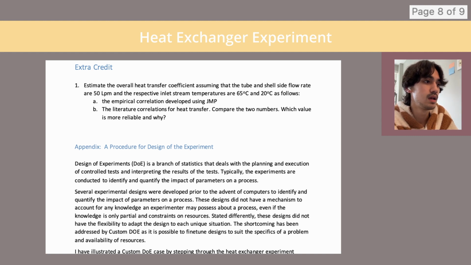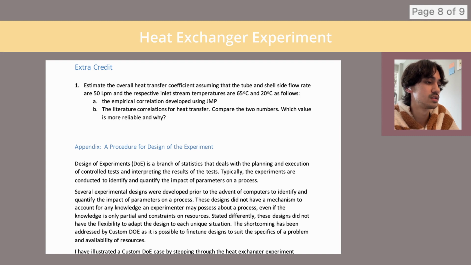DOE is a branch of statistics that deals with the planning and execution of controlled tests and interpreting the results of the test. Typically, the processes and experiments are conducted to identify and quantify the impact of parameters on a process. Several experimental designs were developed prior to the advent of computers. These designs did not have a mechanism to account for any knowledge an experimenter may possess about a process, even if the knowledge is only partial, and constraints on resources. Stated differently, the designs did not have the flexibility to adapt the design to each unique situation.